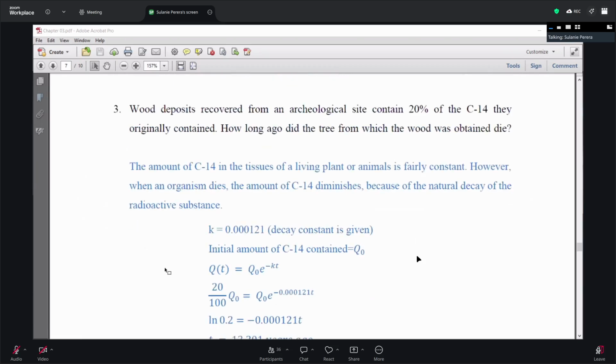Wood deposits recovered from an archaeological site contain 20% of the carbon-14. How long ago did the tree from which the wood was obtained die? So what are they saying here? They are saying that there is this tree which has died and they have obtained carbon-14 from this wood, and they say that 20% of the carbon is contained. How long ago did the tree from which the wood was obtained die?